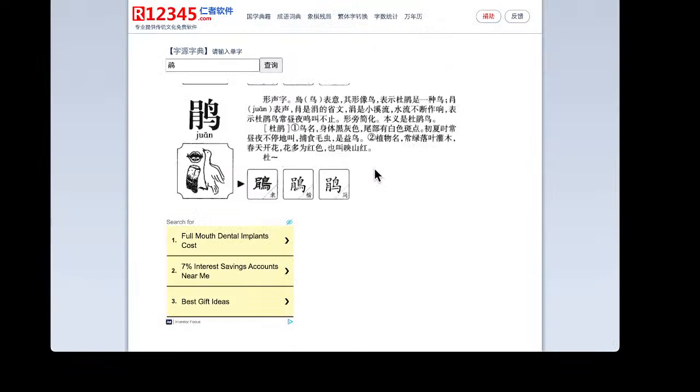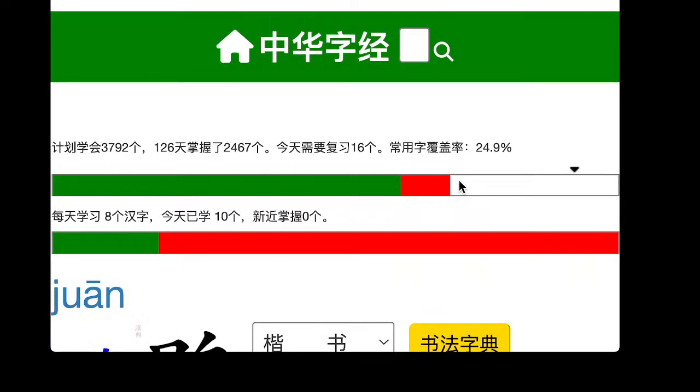Now let's take a look at the character itself, and you can see this is basically a bird radical plus a character called 涓. 涓 has the meaning of little streams, like flowing non-stop, trickling down, the sound of water. That's called 涓. Okay, 涓涓细流, right? And so they use that to refer to the bird that calls all the time. So this is called 鹃.